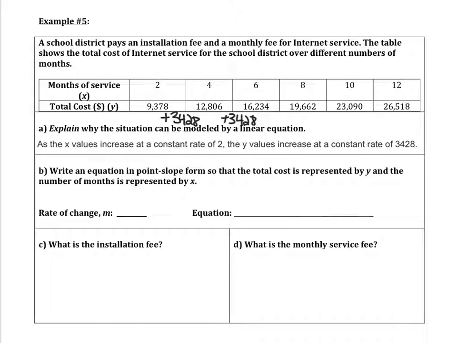Remember, when I'm given a table of values like I am in this problem, I'm really just given a bunch of ordered pairs. So all of these are ordered pairs. Our first one is (2, 9,378). Our second one is (4, 12,806), and so on and so forth. So if I want to find the slope, I just need to do y minus y over x minus x.